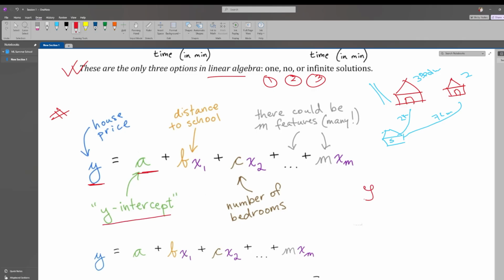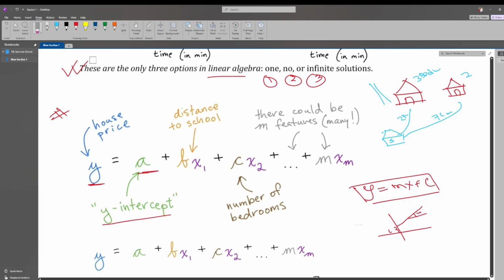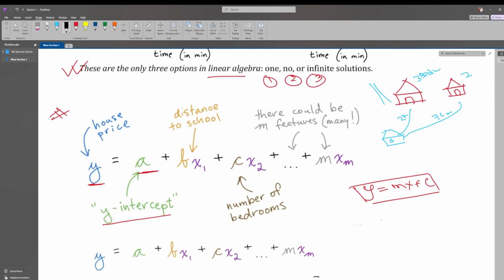In linear algebra we call it mx plus c. This is the ideal equation for a linear equation, mx plus c, and it basically looks like this. This is the value for c, and here the slope is m. I believe you might not be able to see it properly, so let me draw it again.